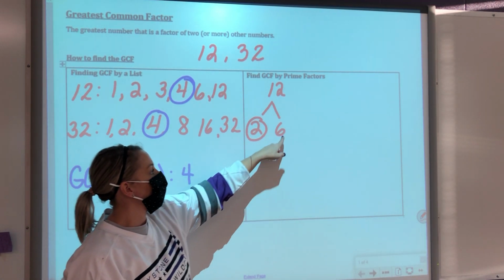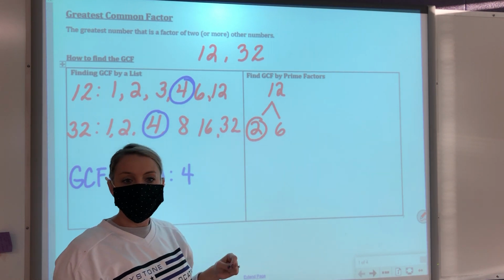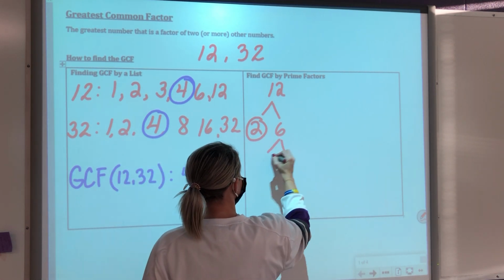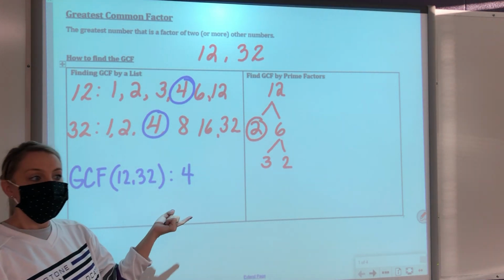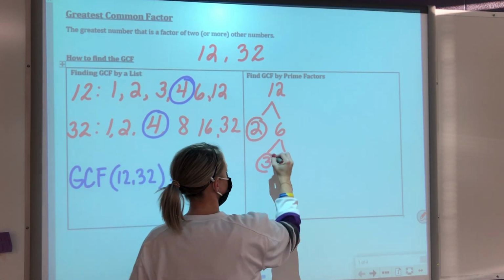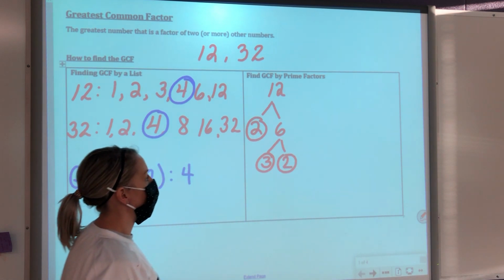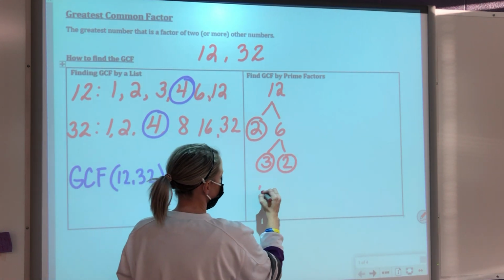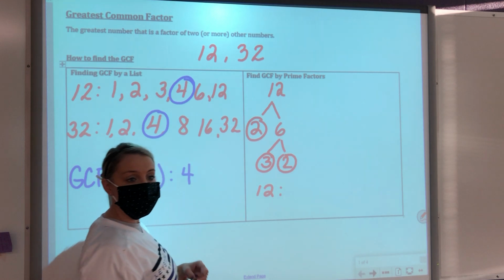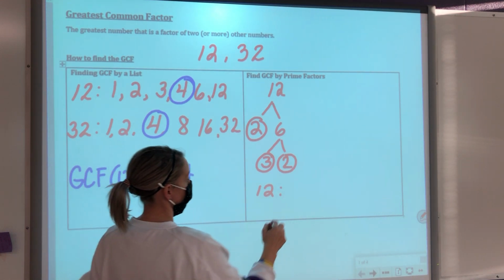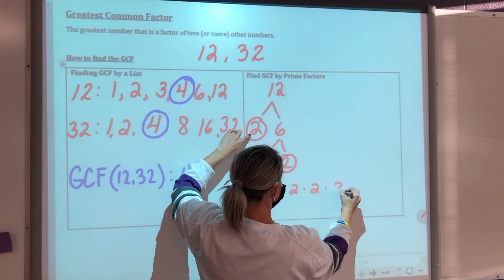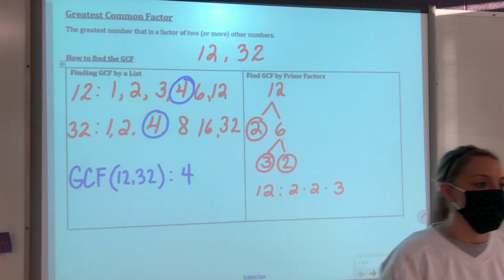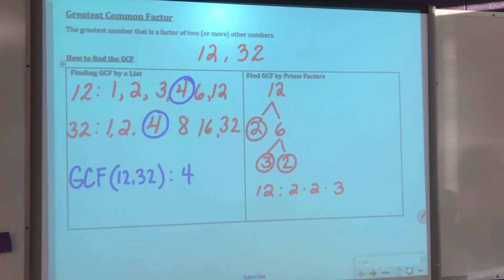How do we do 6? 3 times 2. And you circle both because they're both prime, right? So now, the prime factorization of 12 is 2 times 2 times 3. So I write down all the primes.